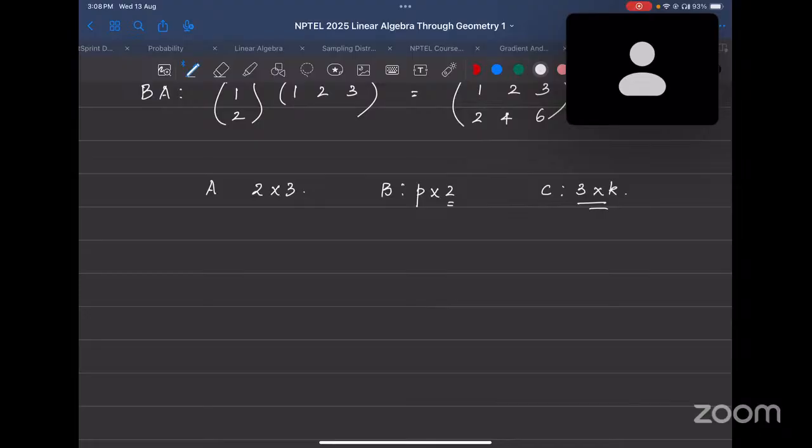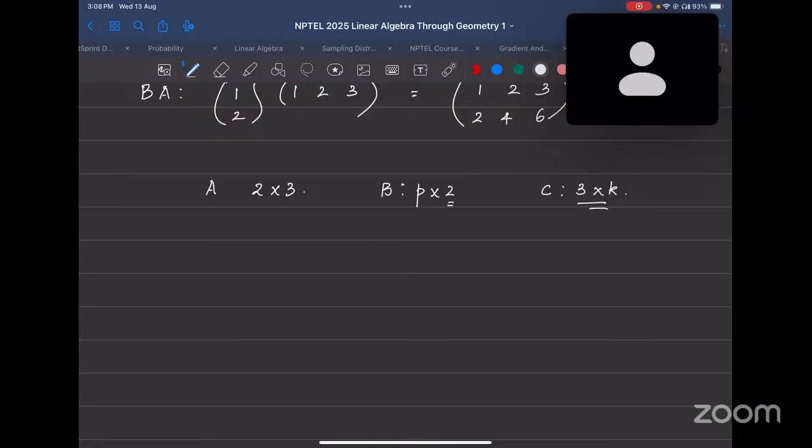But I will still give it to you, as I said. It says all the entries other than diagonal elements are 0, which means it will have a solution which is bi by aii, considering that the diagonal elements are all non-zero. Otherwise, this will not even work. Okay, Biswas.